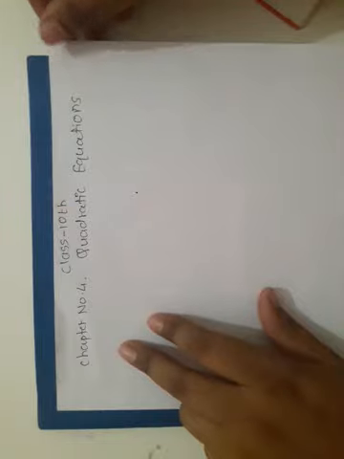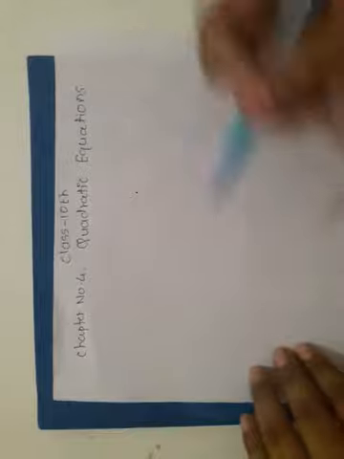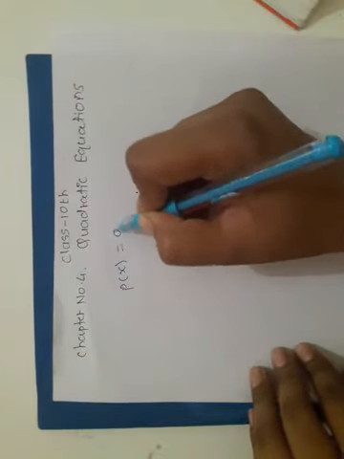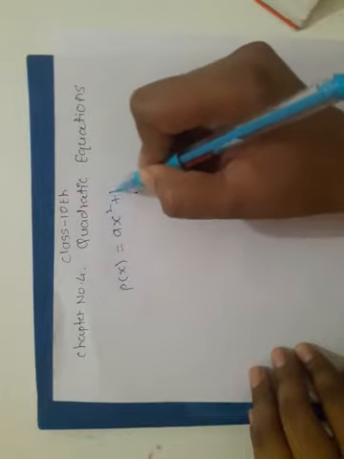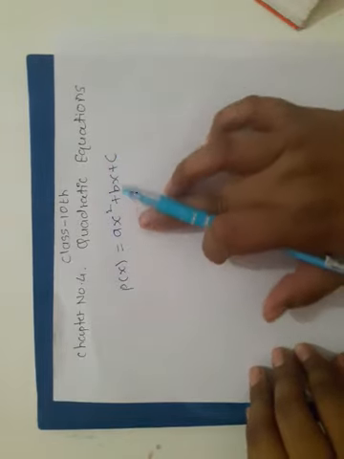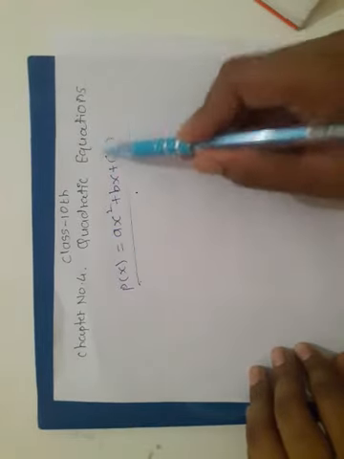In this section we are going to study chapter number 4, quadratic equations. We know that very well. We can write quadratic polynomial p of x as ax square plus bx plus c. So this is our quadratic polynomial.